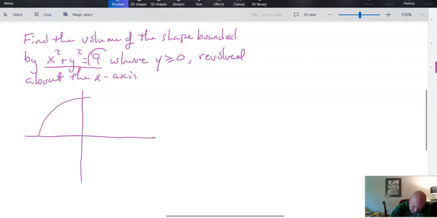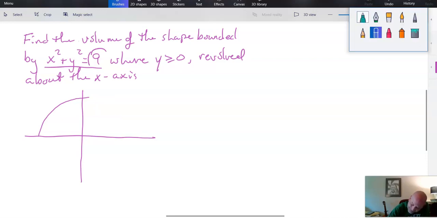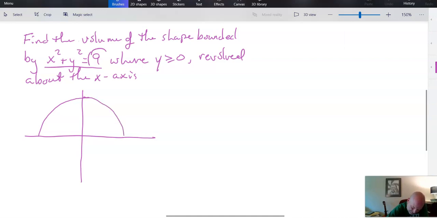And it's a circle, but it says y is greater than 0. I'm going to try that part again. Okay, let's try that again. But y is greater than 0, so it's the upper half of the circle. Right? So we're looking at that. And now we're rotating it around the x-axis, which means that really what we just did is we created a sphere. Right? That's really what we're looking at. We just created a sphere.